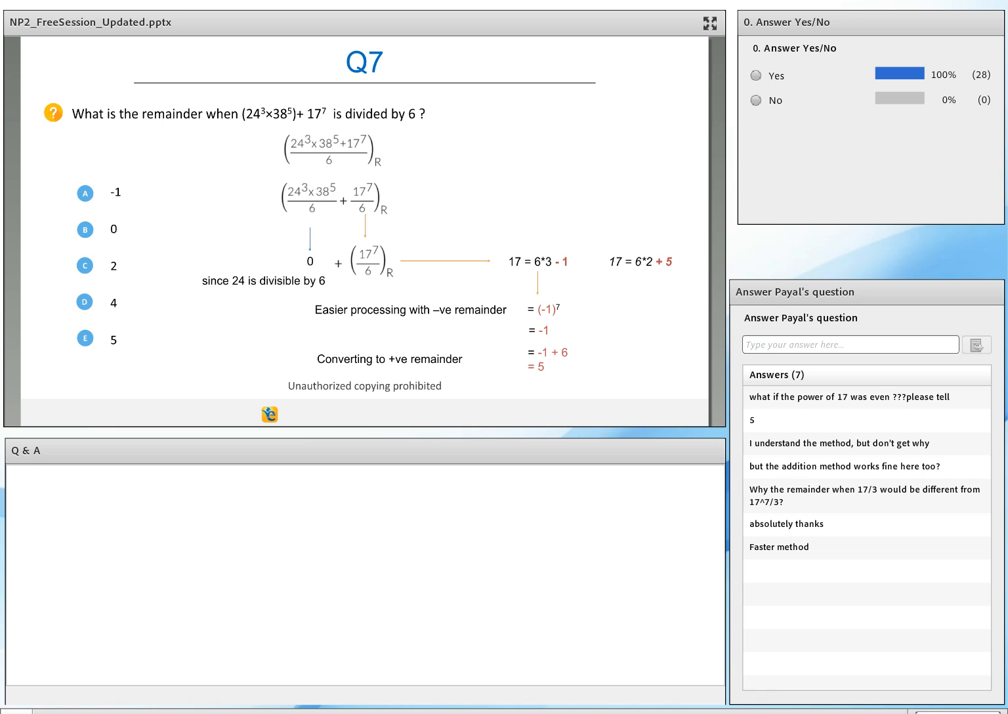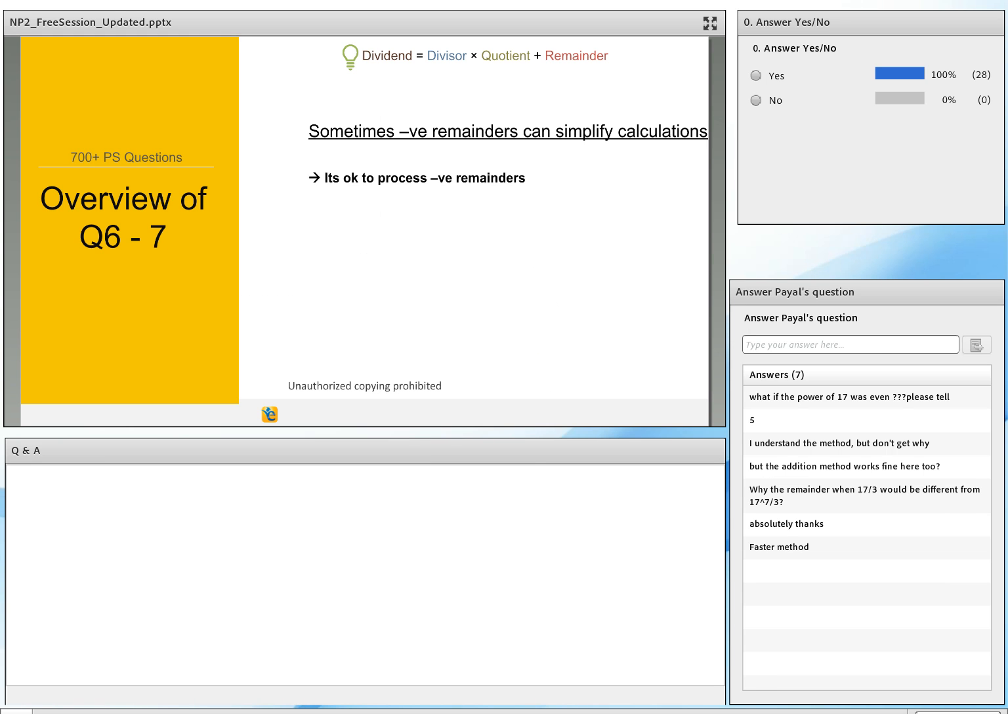What if the power of 17 was even? Then in that case, the remainder will be 1, because minus 1 raised to the power 8, let's say if it's 8, will be 1. Then your remainder is 1. That's it. Alright guys, now we are on to our 700 level questions.